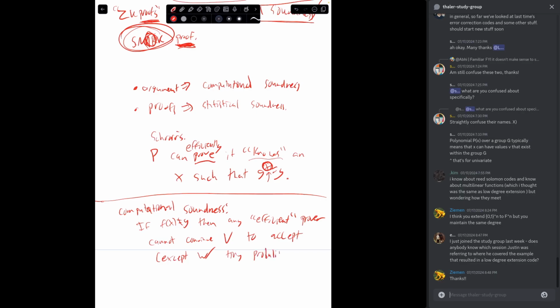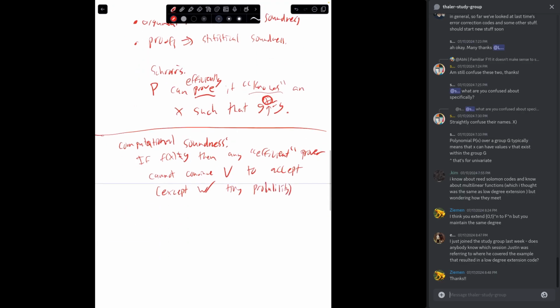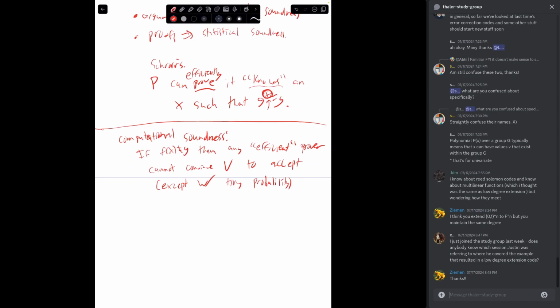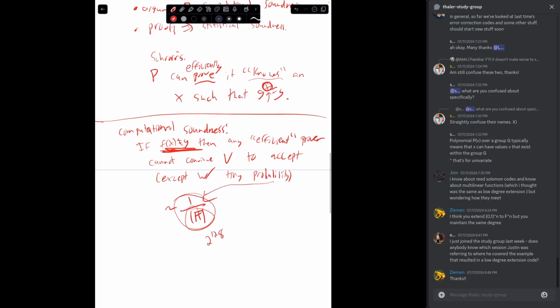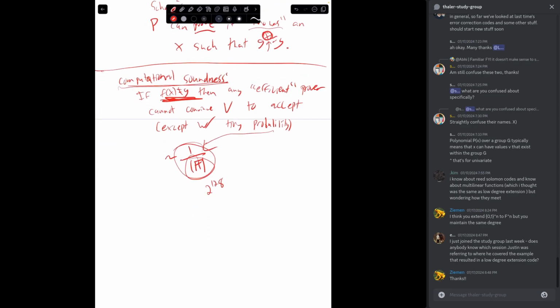In both interactive proofs and arguments, the probability that a cheating prover convinces the verifier of a false statement typically looks something like 1 over the size of the field you work over. If you work over fields of size 2 to the 128 and up, then this probability is so small that you can basically assume it'll never happen in the history of the universe or something like that. So that's computational soundness, also known as arguments.